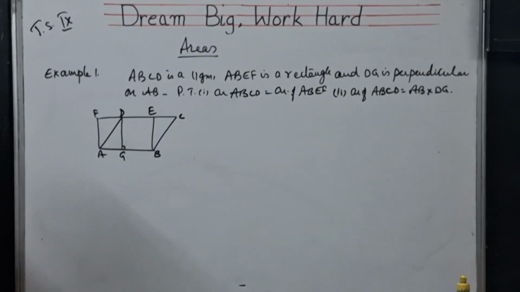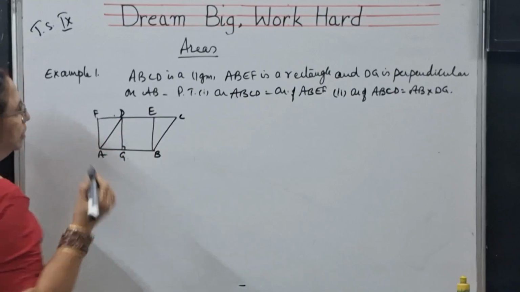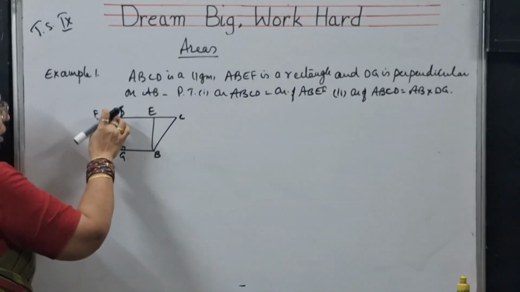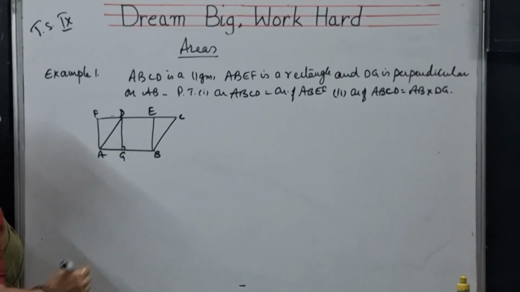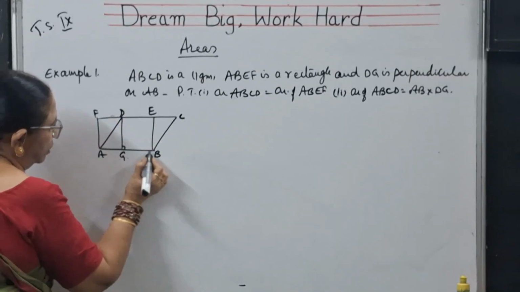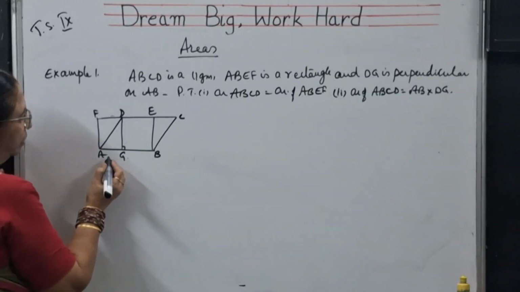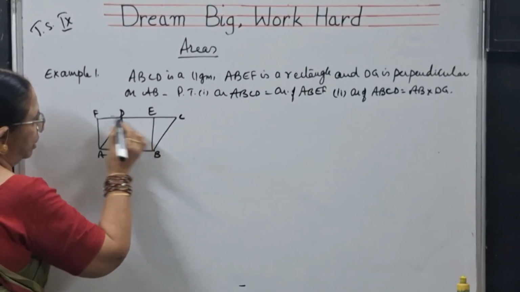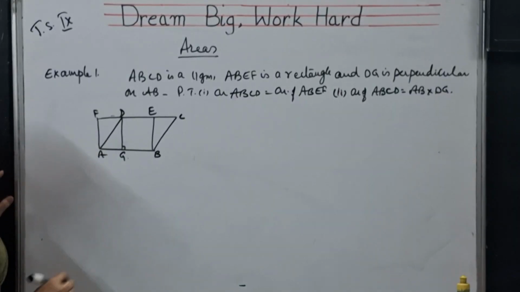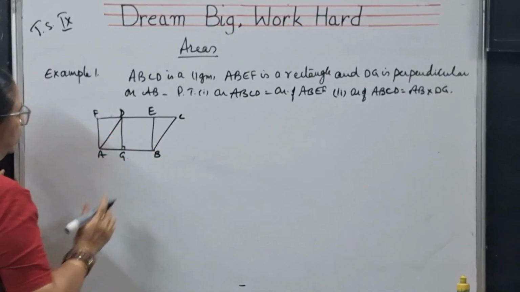Now example 1, children. ABCD is a parallelogram and ABEF is a rectangle, and DG is perpendicular to AB. You need to prove that first bit: area of ABCD is equal to area of ABEF. And second one, area of ABCD is equal to AB into DG.